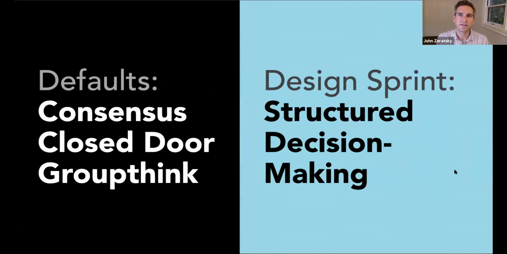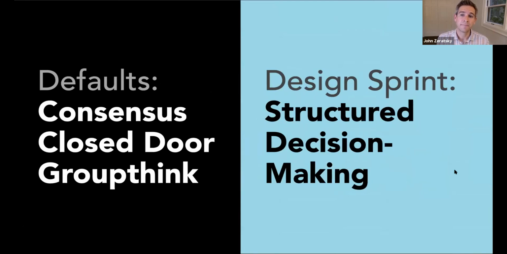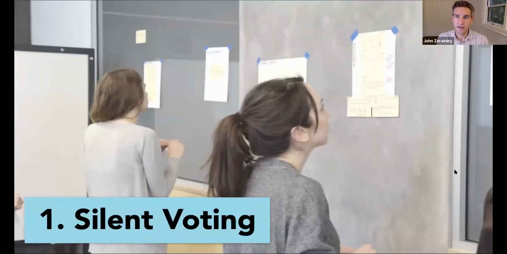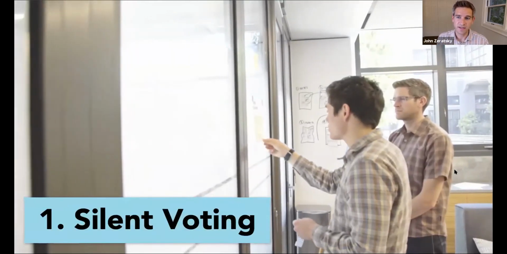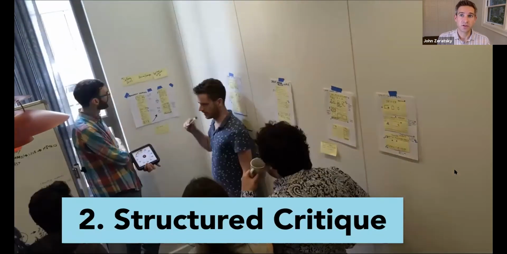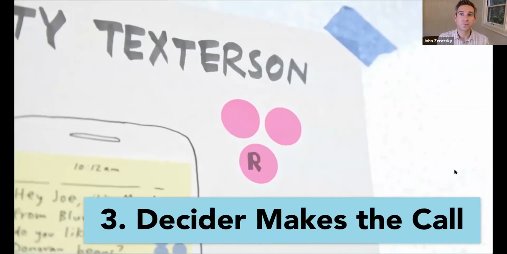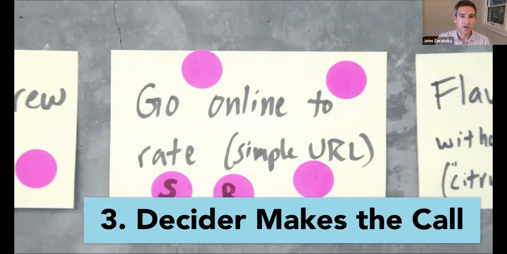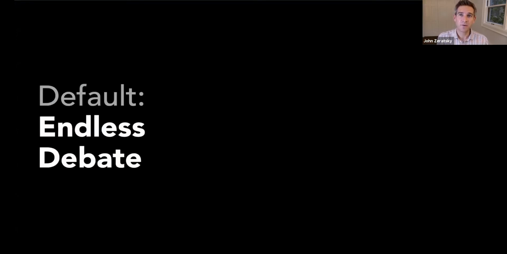And so instead, in a design sprint on Wednesday, we practice structured decision making. So we go through a series of decision-making exercises, starting with silent voting, and then doing a structured critique where everybody has a chance to talk about the ideas, and then relying on our decision maker. So, if we have that decision maker who would normally be making the decision behind closed doors, we give them the chance to look at what the whole team thinks and then make the call at the very end. So we think it's a better way of making decisions.